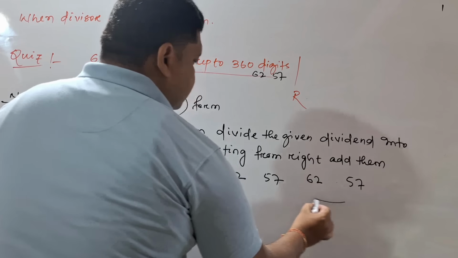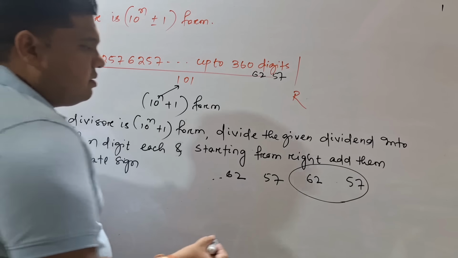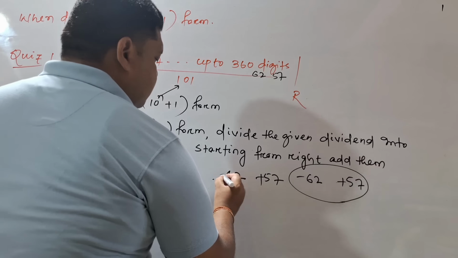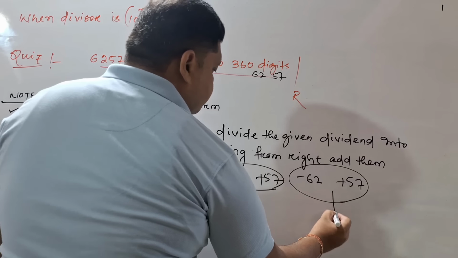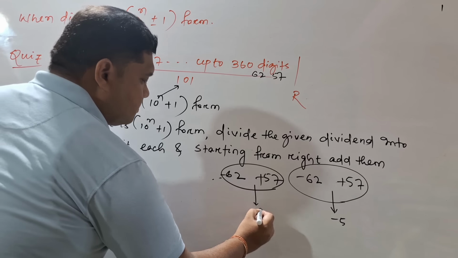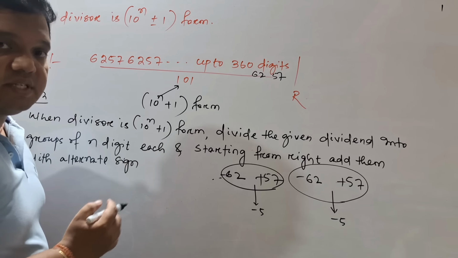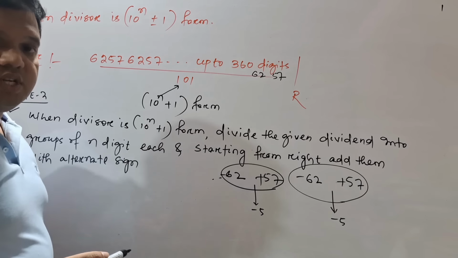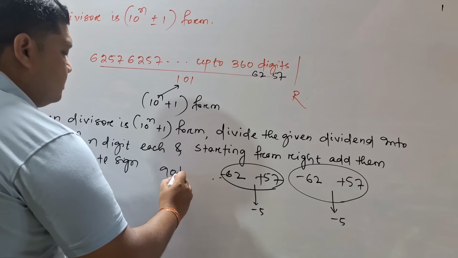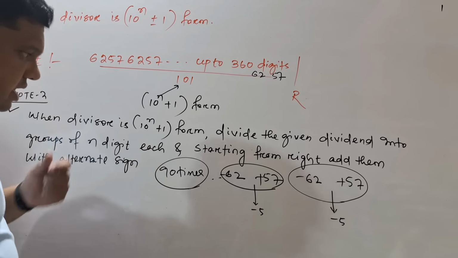Now if this is my new pair, you have to add them with alternate sign, starting from right. So plus minus, plus minus. What is the answer for this new pair? This is minus 5. Here also I will get minus 5. In this new pair, how many digits are there? Total 4 digits. Total digits available 360, and this is 4 digits. 360 by 4, 90 times you have to write this.